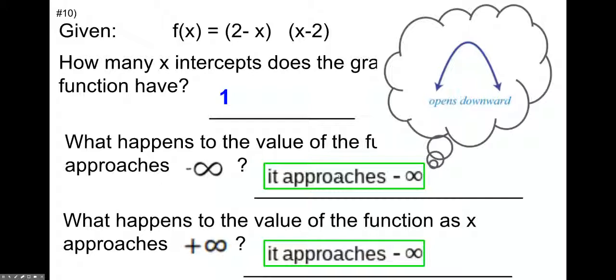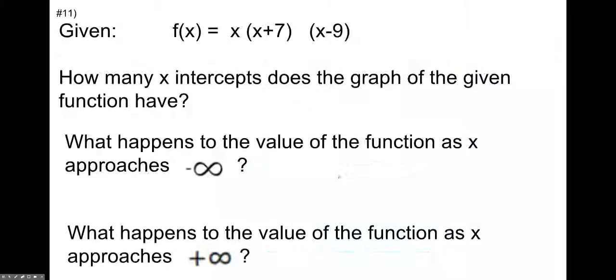All right, the next number, number 11. How many x-intercepts does this function have? Well, it has 3 because right here the x-intercept is 0, x equals 0. Here it's negative 7, and here it's positive 9. So that means it has 3 x-intercepts. Now, what is the picture of this going to look like?